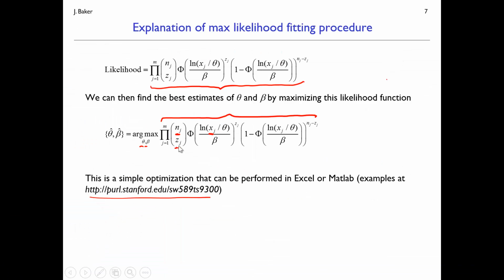Okay, so back to our slides. That's how we solve this equation to get the maximum value out of this likelihood function, or equivalently the log likelihood.